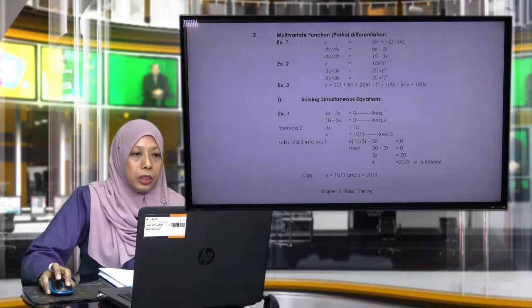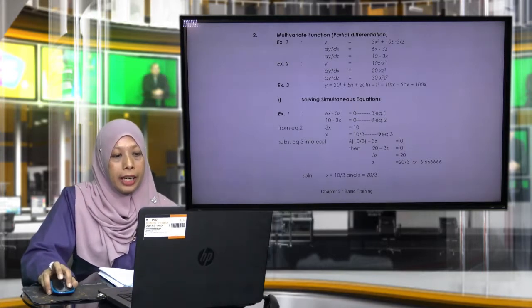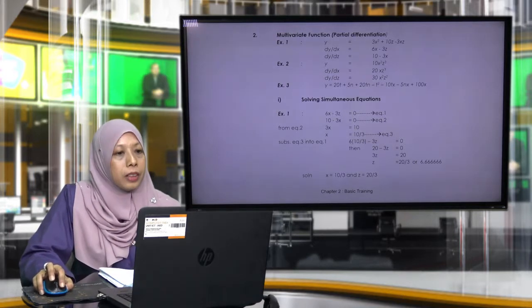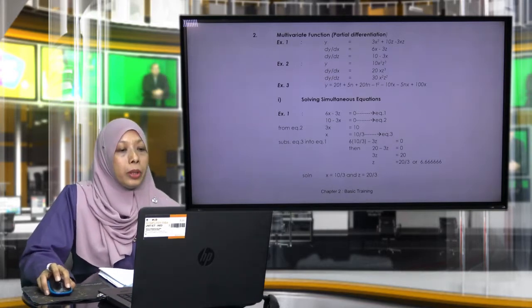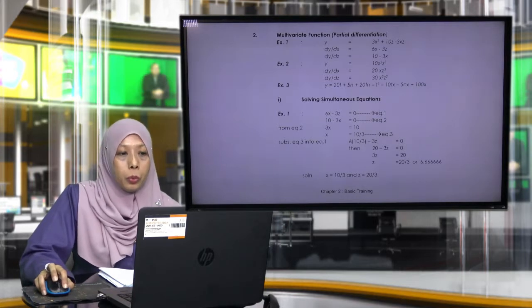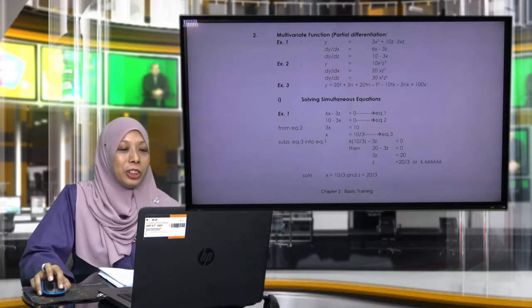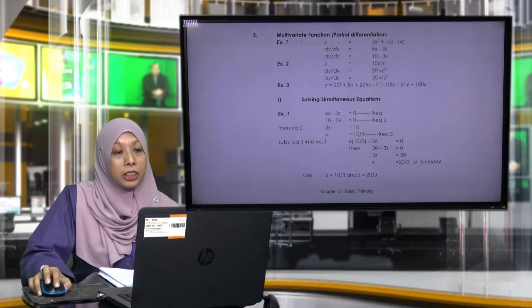I hope that when you go back, you can try and work on your partial differentiation technique. You can work on the third example, which is y equals 20t plus 5n plus 20tn minus t squared minus 10tx minus 5nx plus 100x. This is a very long function, so why don't you try on your own and see whether or not you can find the partial derivatives.